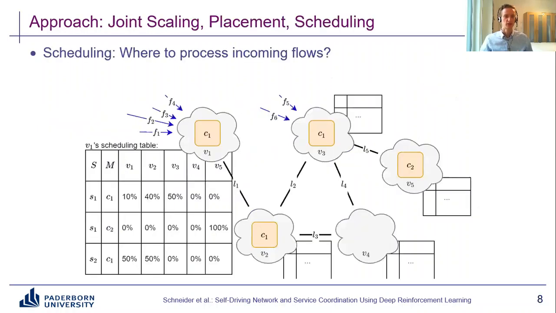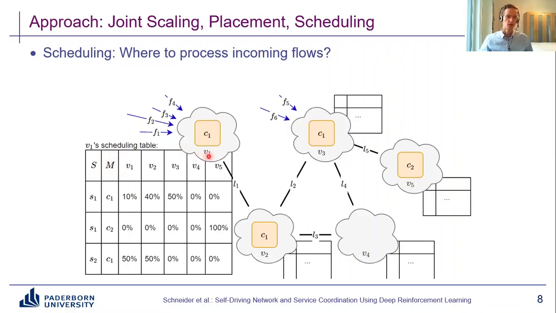Let's have a closer look at how these scheduling tables work. So as I mentioned, we have these scheduling tables at each of our compute nodes. And what they contain is basically information where to schedule each incoming flow based on the service that it requests and based on the component within the service that it requests.